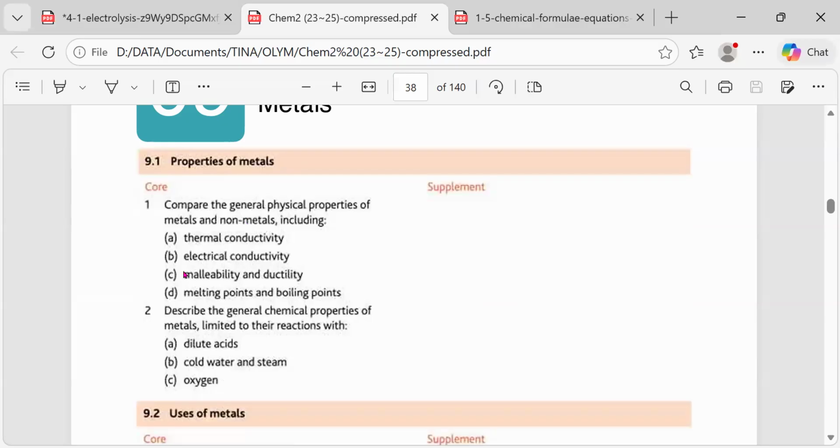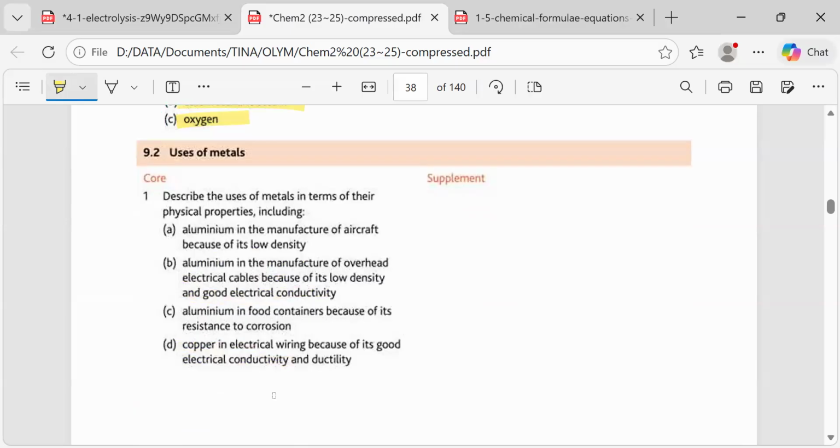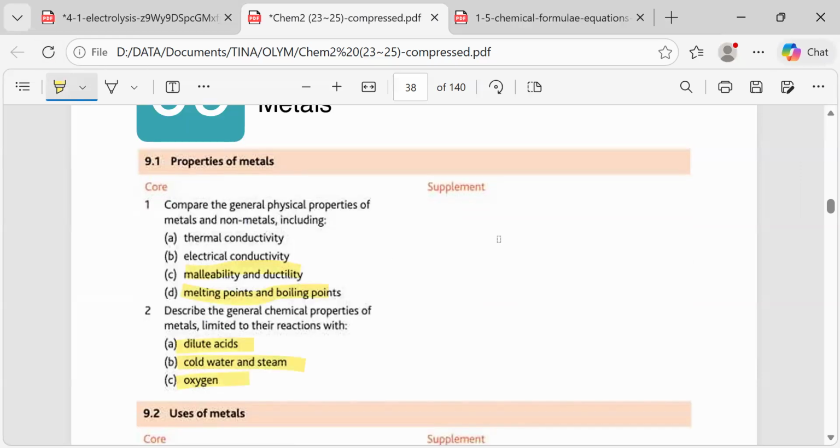Properties of metals. What we talked about just now. Metals can conduct electricity, can conduct heat, they're malleable and ductile. They have high melting points and high boiling points. Metals can react with acid, with water or steam, and with oxygen. Okay, so describe the uses of metals. Uses of metals means like what? Okay, so what are the metals that we learn in this chapter?